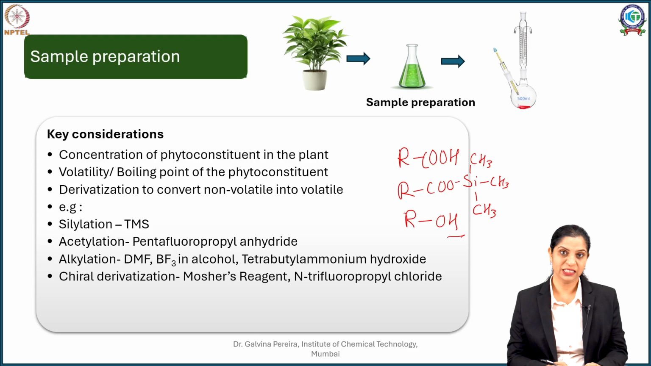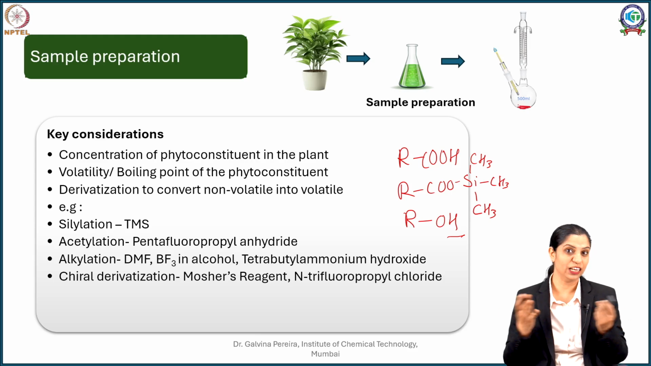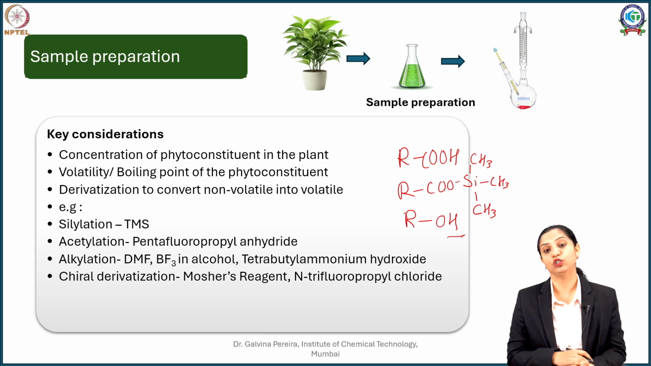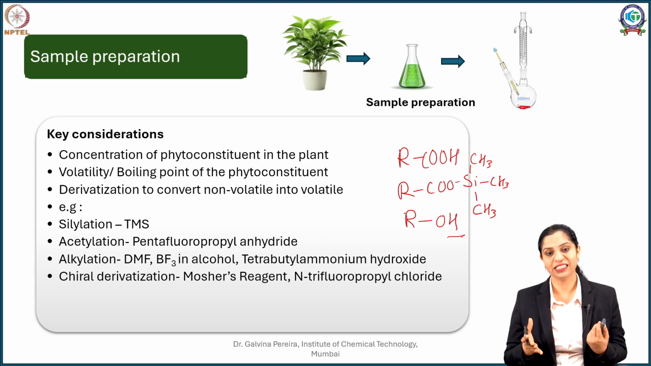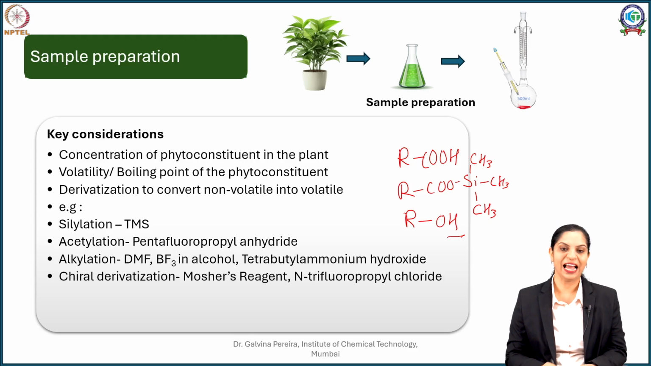Now in some cases where your compounds are enantiomeric and you still wish to separate them, there are specific derivatizing agents which can help you in chiral separations. This includes Mosher's reagent as well as N-trifluoropropyl chloride. So these are a few derivatizing agents.